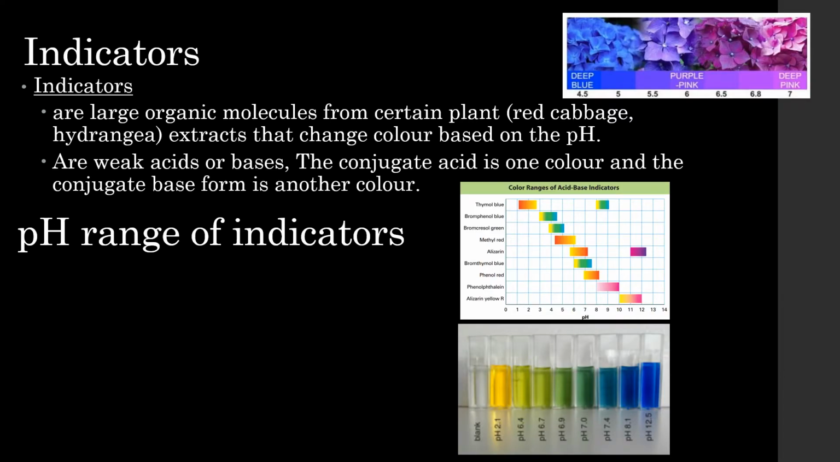So first of all, indicators are large organic molecules from certain plants. So you might be familiar, for example, with red cabbage and hydrangeas.